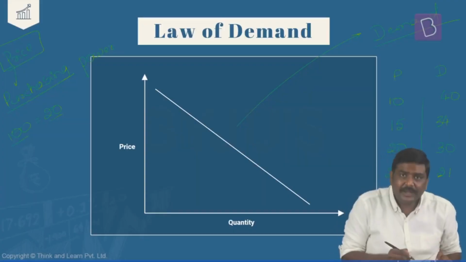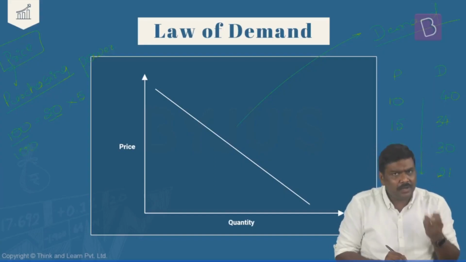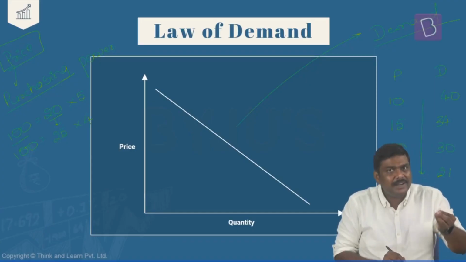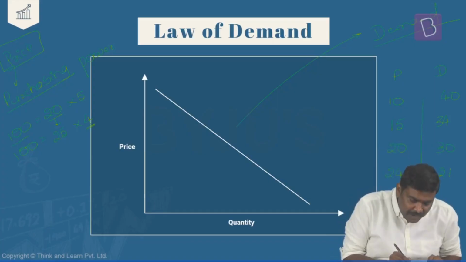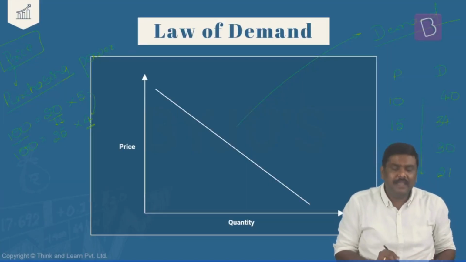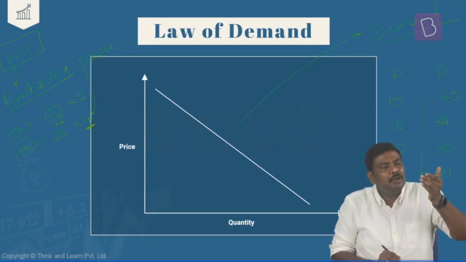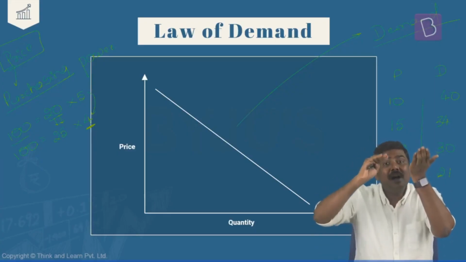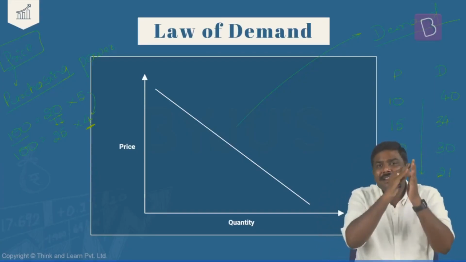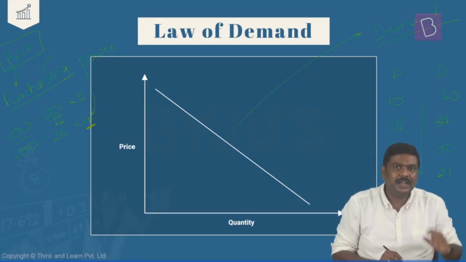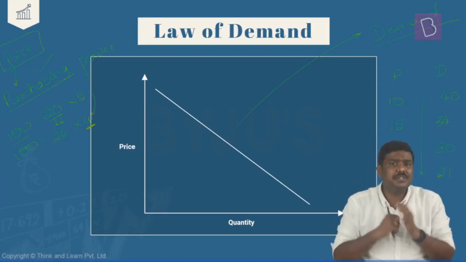So within 100 rupees at 20 rupees per unit, how many units of this product can you purchase? 5. And if you keep the same amount, 100, but the price has increased to 25 rupees, how many units can you purchase using the same 100 at 25 rupees now? 4 units. So when the price increases, the quantity that you can purchase within the same amount of money becomes lower and lower. You will be able to purchase less and less quantity with the rise in price. So price is increasing, demand is coming down. You can observe the opposite movement here itself. So this is one reason: when price changes, demand will change in the opposite direction.